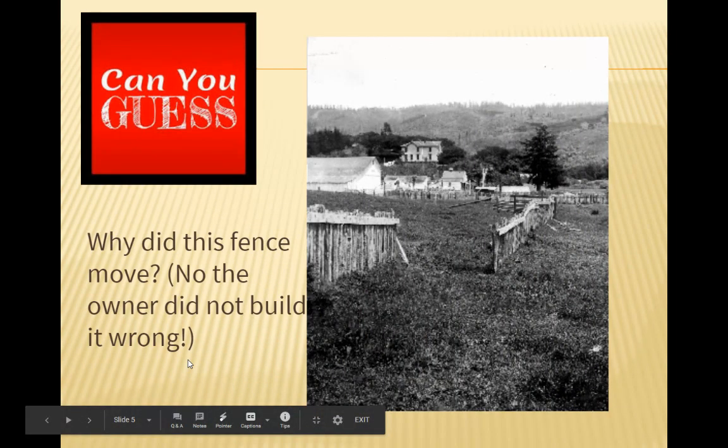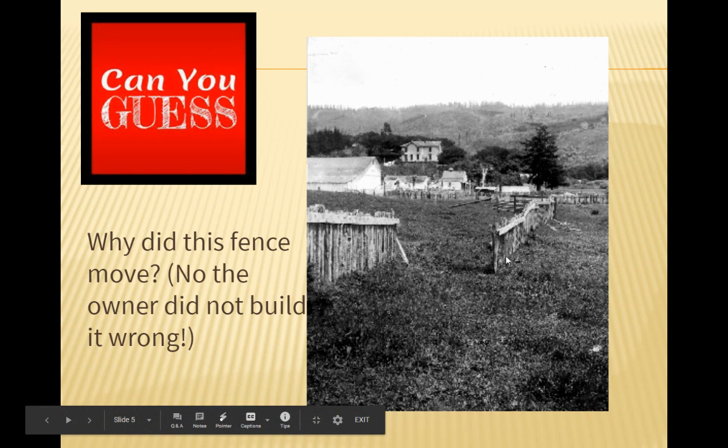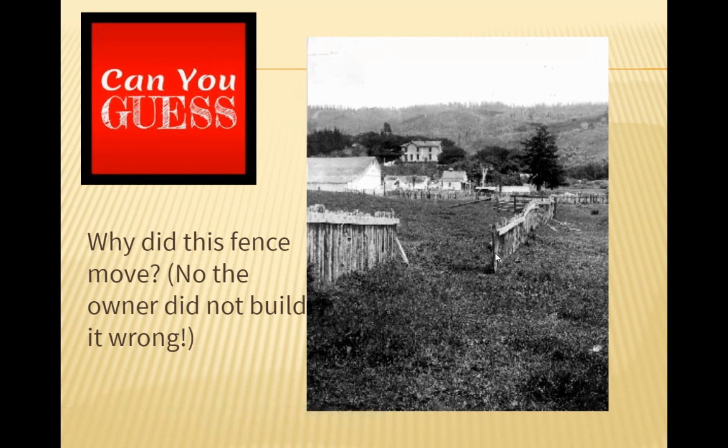Now, another question. Looking at this fence, why did it move? No, the owner did not build it wrong. He was not that stupid. So what happened? How could this fence possibly move? I mean, if you look at the ground, it's still perfectly fine. So how did it get all the way over here or all the way over here? What do you think? Again, this is a prediction question. So answer that question on the worksheet provided. You can pause the screencast while you go to answer that.